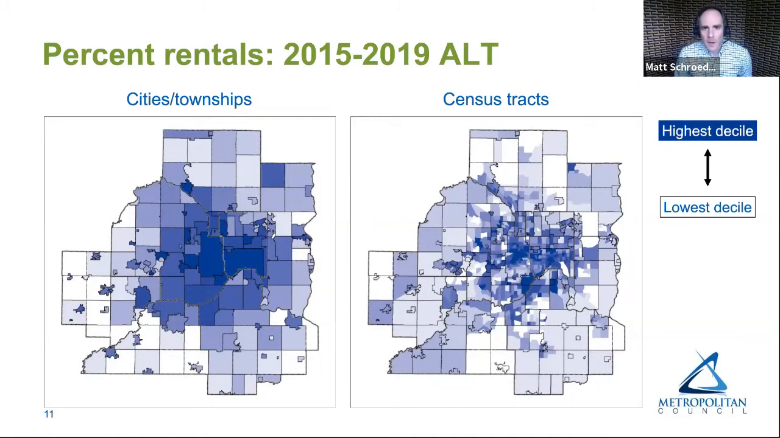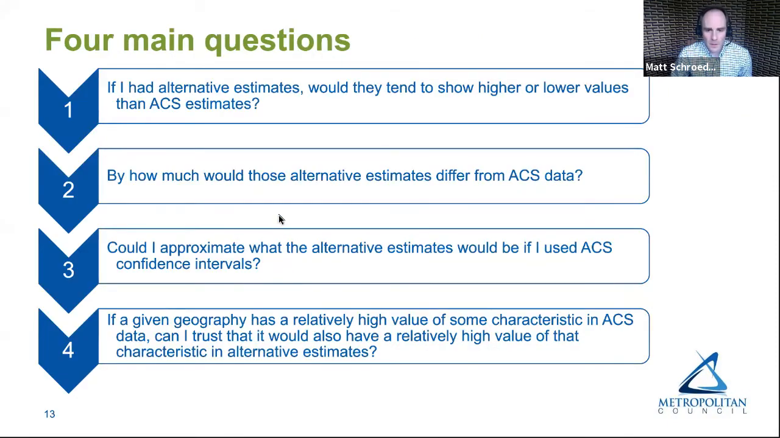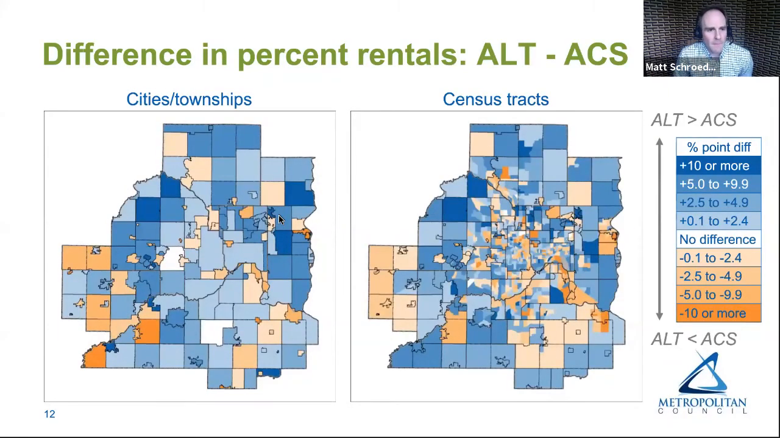So then to look more directly at the differences between those for each unit. Darker shades of blue here indicate areas where the alternative sets of estimates are higher than the ACS estimates would suggest. And deeper shades of orange are areas where the alternative estimates yield results that are lower than the ACS estimates. So again, a good deal of heterogeneity, both across cities on the left and across census tracts within cities on the right.